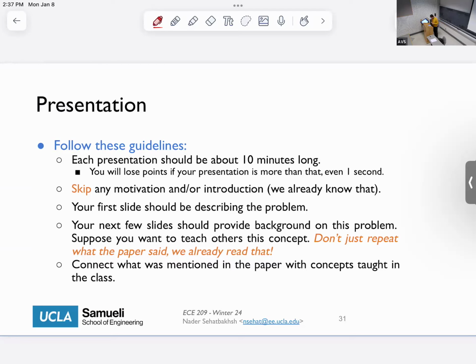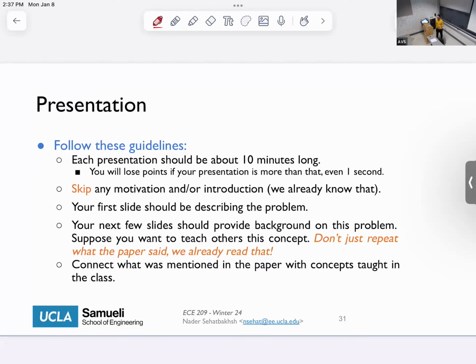Okay. Then your next few slides should be some form of background that hasn't been covered in the class, okay? Keep in mind that lots of these things, when you're designing your presentations, have already been covered in the class. So build on top of that. Don't just repeat the things that have been said in the class, okay?